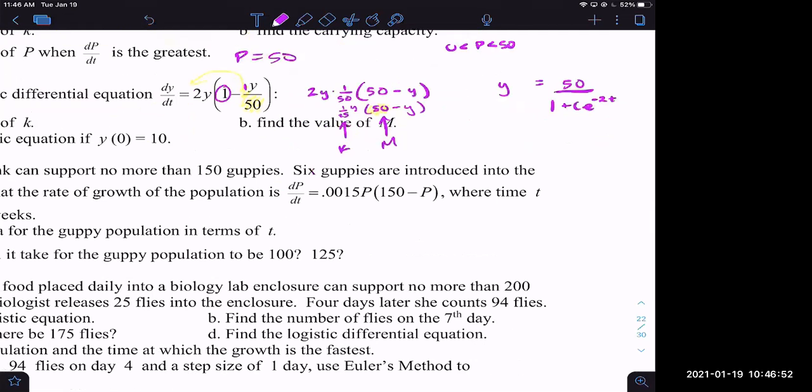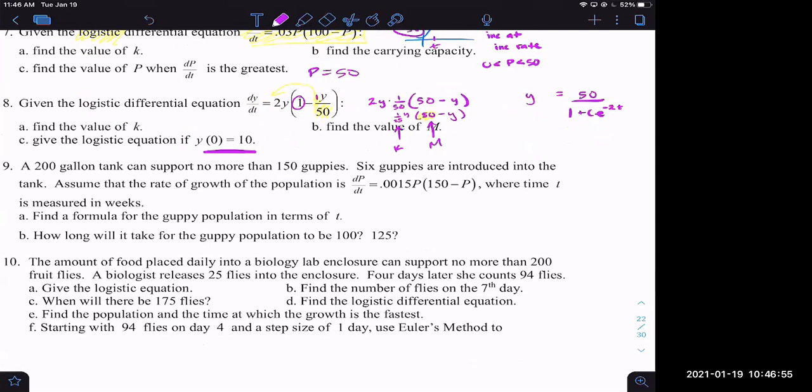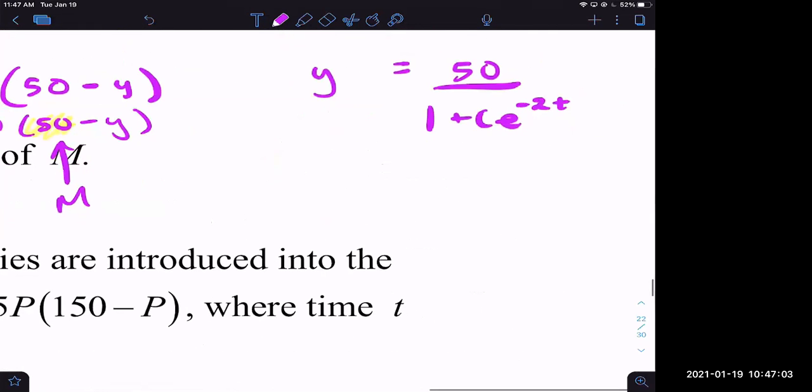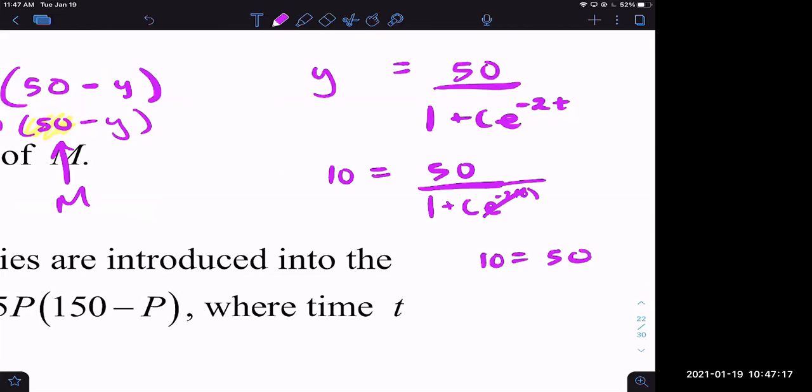And then on part C, it's just saying use this initial condition to find the logistic equation. So they're saying let t equal 0 and y equal 10. So plug in 10 for y and 0 for time. e to the 0 is 1, so this is just 1. So we really would have 10 equals 50 over 1 plus a constant. And you guys can finish solving that for C. And that's all that they want to do, is finish solving.